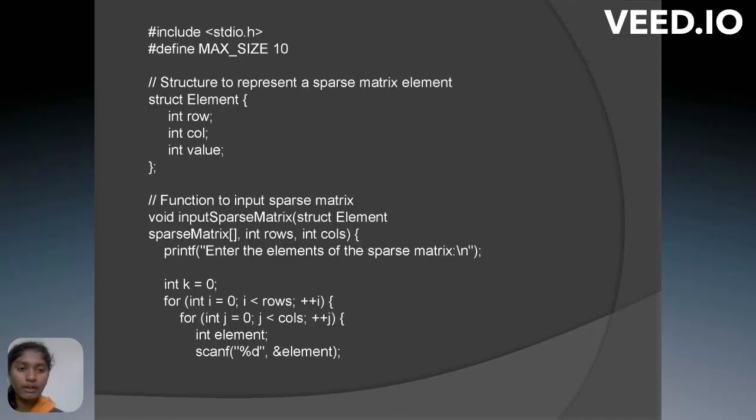This is an example for sparse matrix. It includes stdio.h, which is the standard input output library, and defines MAX_SIZE 10, which defines a macro MAX_SIZE with a value of 10 representing the maximum size of the sparse matrix.